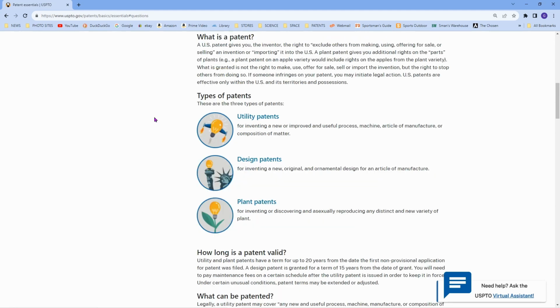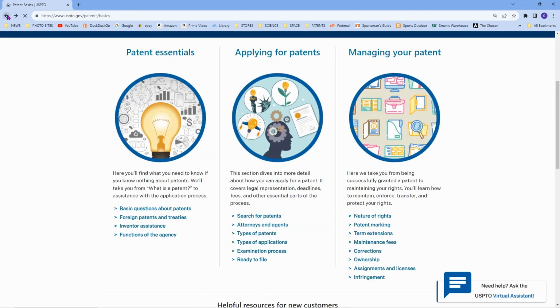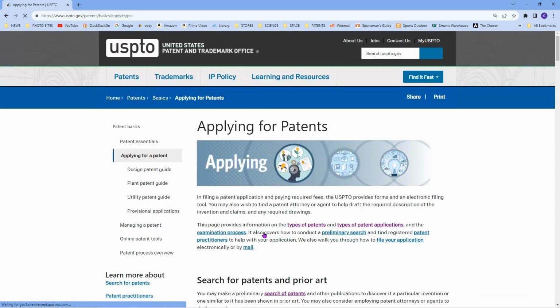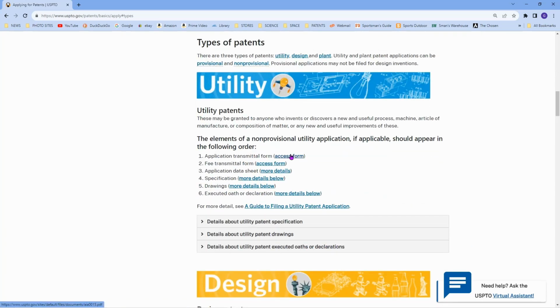So now let's take a quick look at the patenting process itself. Going back to this page where it has all the different helpful information about patents, we're going to be looking at applying for a patent, and specifically I want to look at the different things that you have to put into a patent application to actually apply for it. And again, we're going to mostly be looking at utility patents because that is what we are more interested in.